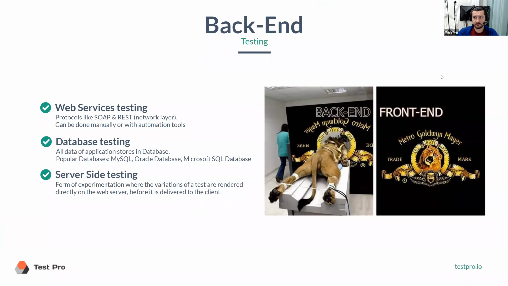Backend, we can test backend differently. So first of all, we have web services for testing, and it's really the network layer. So these requests and responses. We can test databases as well, which is the very end, the last part of the backend. It's really just a data storage. And it's usually pretty big, and it has its own languages and different types of database. And we can do server-side testing. We usually don't do it, but it's some sort of experimentation where there is no front end and you deal with the back end. So yeah, just so you know, this is an actual image of Metro-Goldwyn-Mayer. So you can see the front end picture and the back end picture. It's kind of nice on the front end, huh?